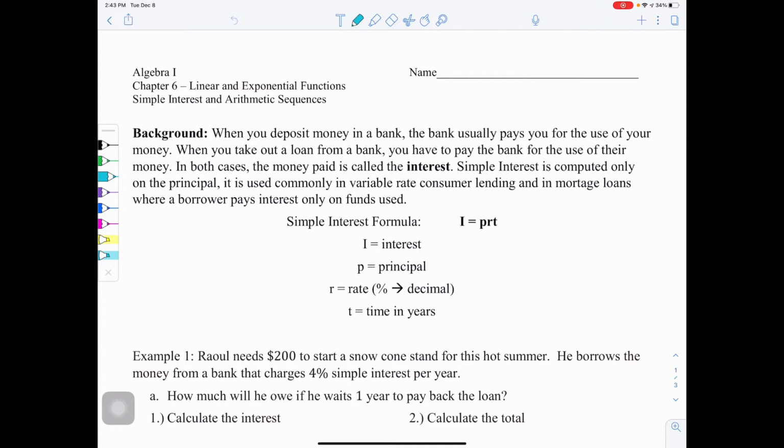Simple interest is computed only on the principal. It is used commonly in variable rate consumer lending and in mortgage loans where a borrower pays interest only on funds used.